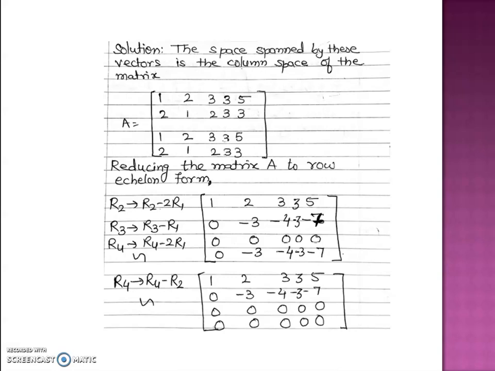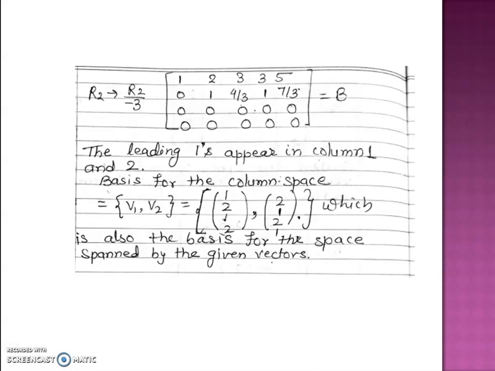Reducing the matrix A to row echelon form, we get 1 2 3 3 5, 0 1 4 upon 3 1 7 upon 3, and all remaining entries 0. The leading ones appear in columns 1 and 2. So the basis for the column space is v1 and v2, that is 1 2 1 2, 2 1 2 1, which is also the basis for the space spanned by the given vectors.